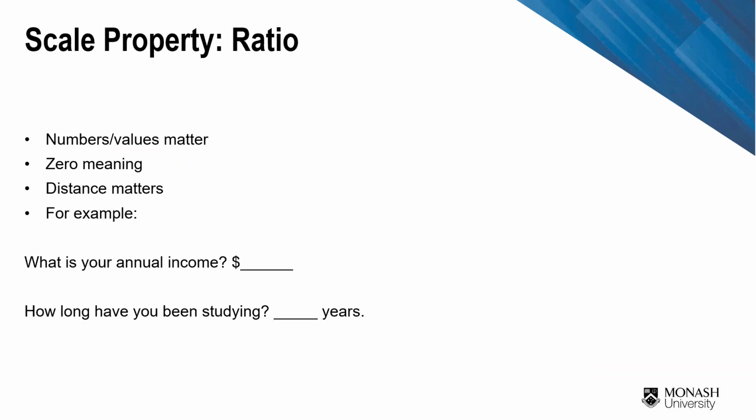Now in ratio, this is what I said earlier, where the zero meaning is actually there. It means that 0 is a state of nothing, and because of that, distance also matters. I'll give you an example. Let's say, what's your annual income? Let's say you are getting $100,000. Great, you love it. And let's say some other person who finished high school is getting $1 million per annum.